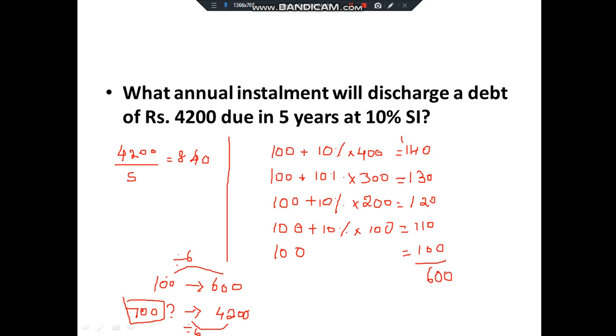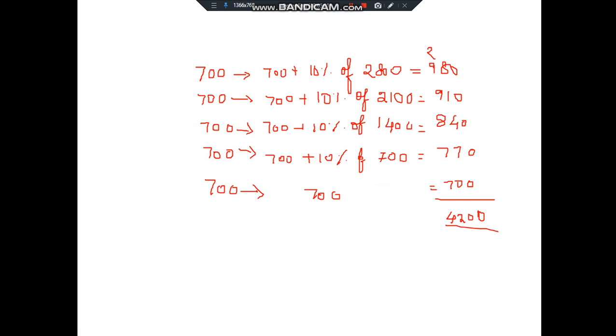On simplification, you get 700 rupees as your yearly installment, okay. Now we'll check whether the 700 rupees is right. How will we check? As usual, 5 years, right? So 700, you write it 5 times. First year, how much will you pay? 700 plus 10% of the remaining 4 700s, that is in total 2800, right? So 10% of 2800 is nothing but 280. So 700 plus 280 will give you 980.